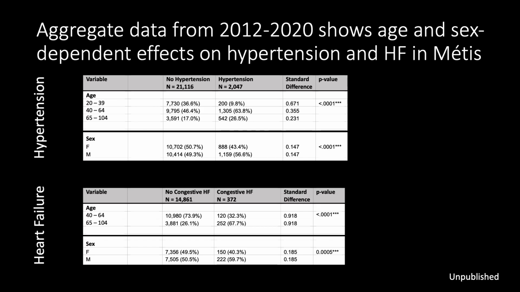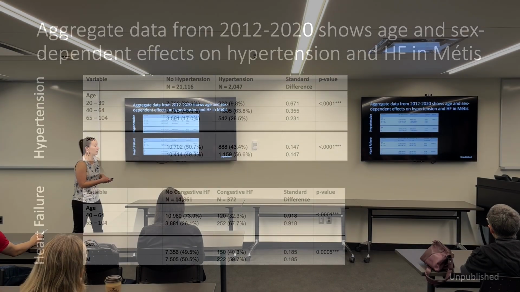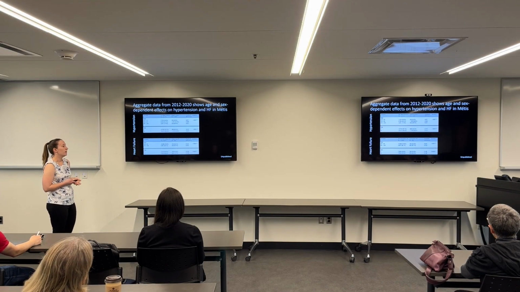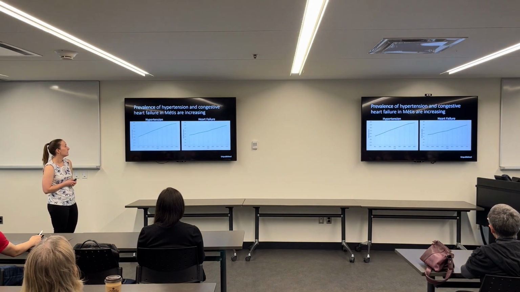The thing about heart failure is because it is more severe than hypertension, we just bin based on 40 to 64, or 65 and up, because not many people under 40 should have heart failure. If you do, that's like a major problem. So that's why you see there's 3 ages here, but only 2 below. Okay, so we're seeing the same kind of trends as what people had previously reported.